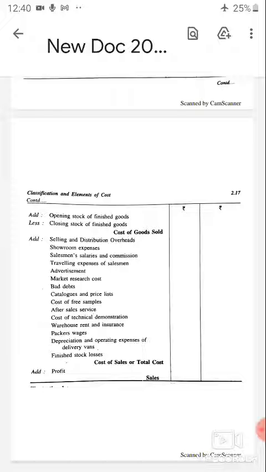When we add selling and distribution overheads in cost of goods sold, we will get cost of sales or total cost. We add profit in cost of sales or total cost, then we will get total sales. So this is the example of cost sheet.